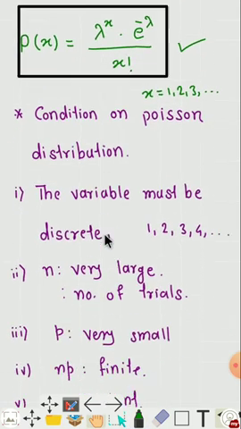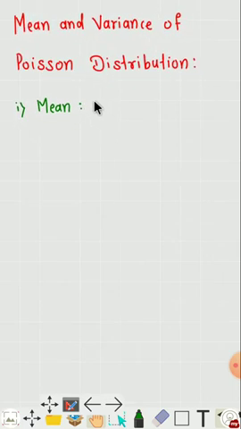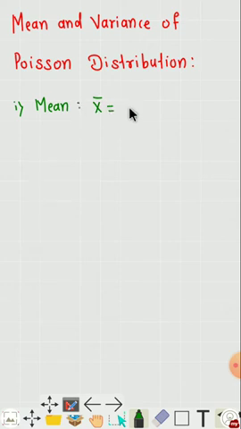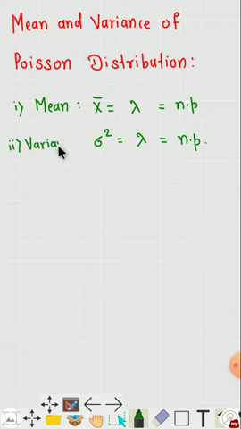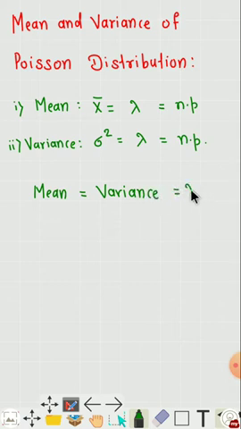Let us write here the mean, x bar, of the Poisson distribution. The mean is nothing but lambda, and the variance, which we call sigma square, is also equal to lambda. The value of lambda, we know, is n into p. So in the Poisson distribution, mean is the same as variance, and the same value is lambda, which equals n into p. While solving the problems we will use this.